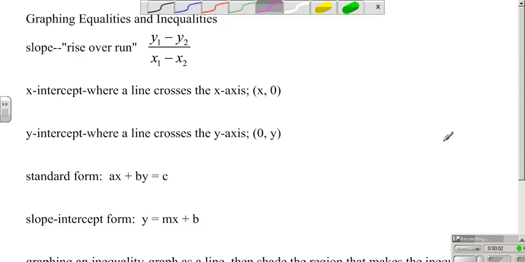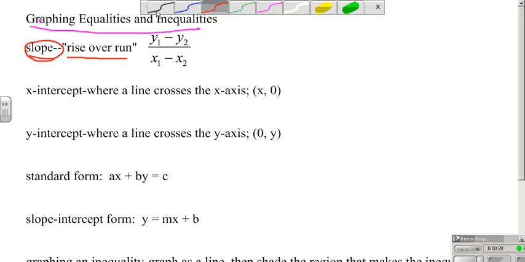Okay, today's lesson is going to talk about how to graph inequalities, and this is going to largely be review. So first of all, a couple of terms. We have to talk about the slope. And slope is typically talked about as rise over run, where we're going to subtract our y-coordinates over our x-coordinates.